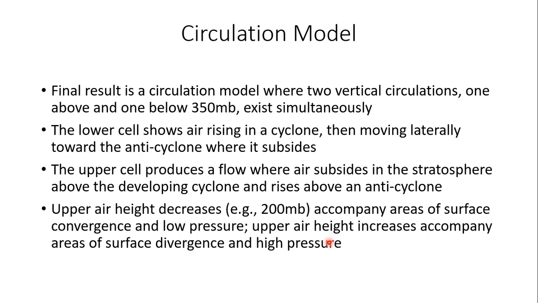So you get these upper air height decreases, for example, at that 40,000 foot level at 200 millibars, that accompany areas of surface convergence and low pressure, and upper height increases or rises accompany areas of surface divergence and high pressure. So what is this last bullet? The most important thing to take away from this slide is that upper height falls accompany areas of surface convergence and lower pressure at the surface, and you get upper height rises that accompany areas of surface divergence and high pressure at the surface.